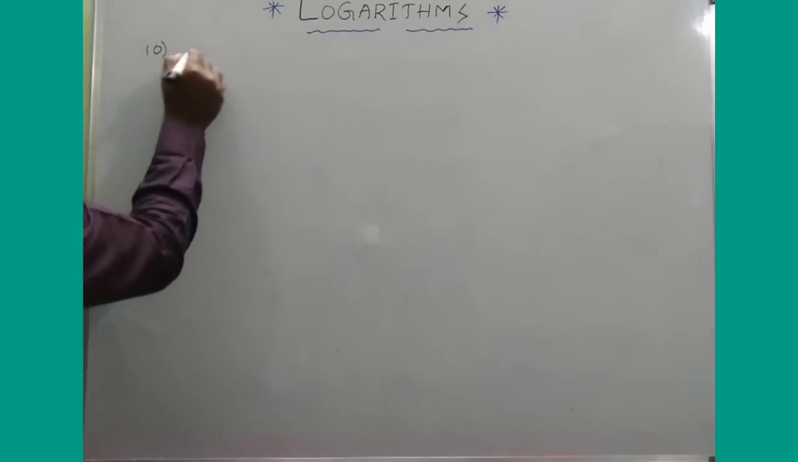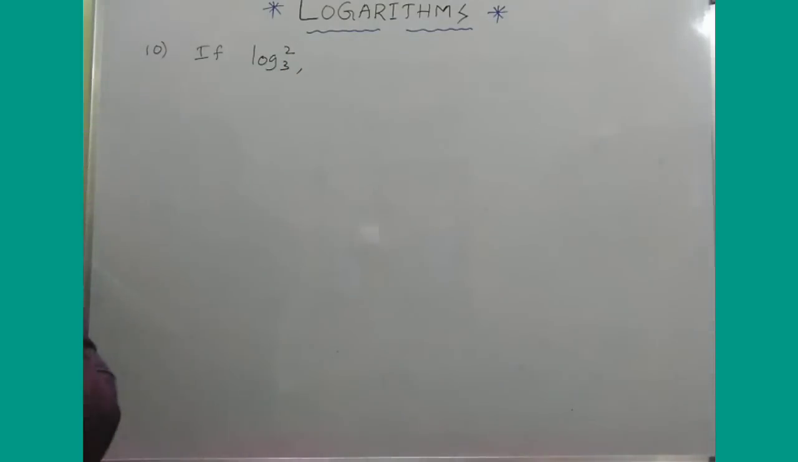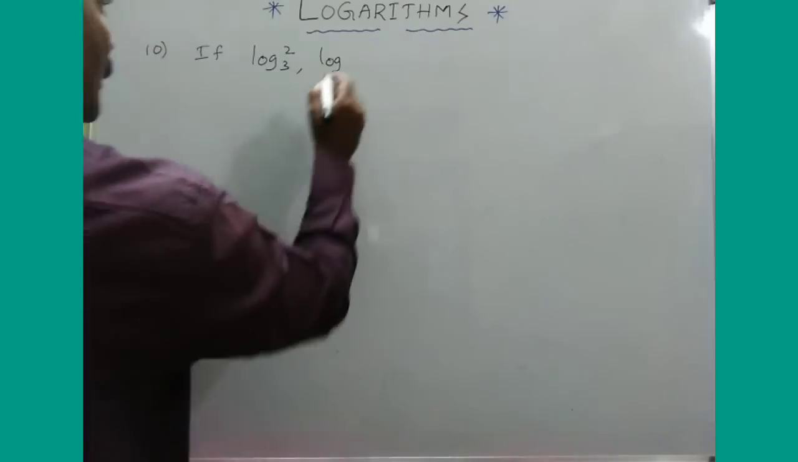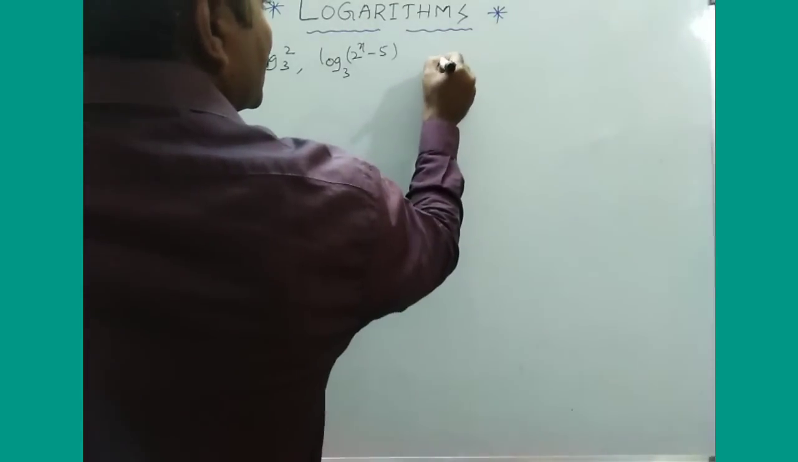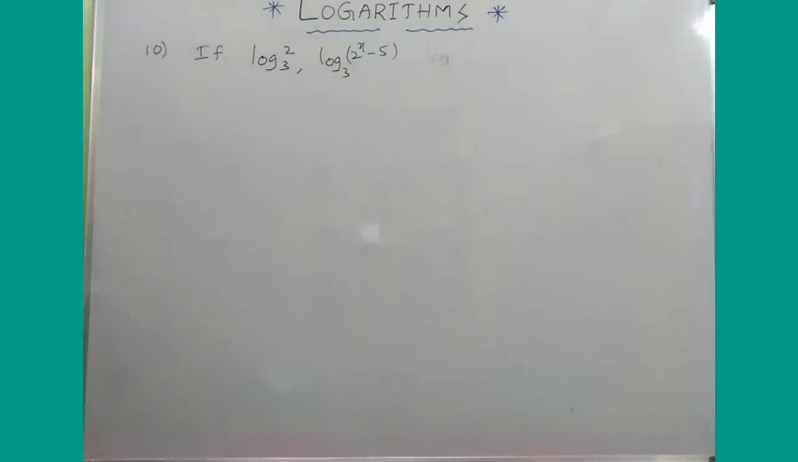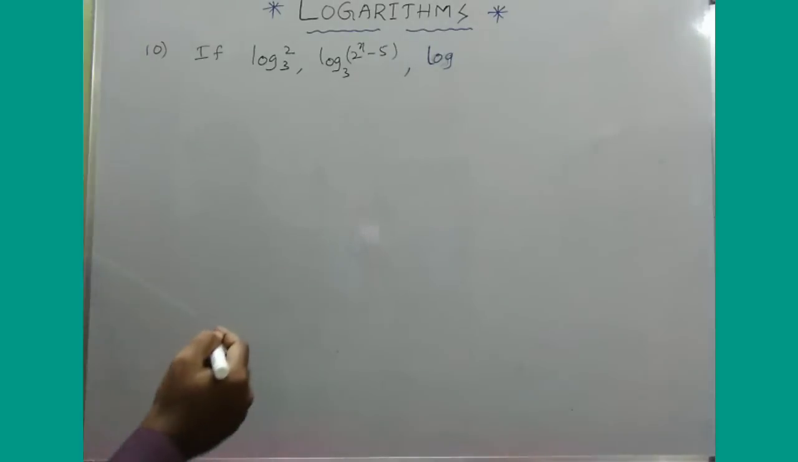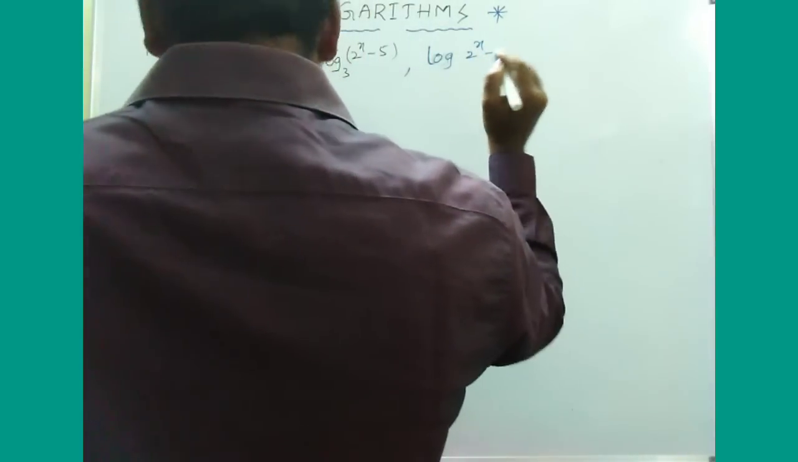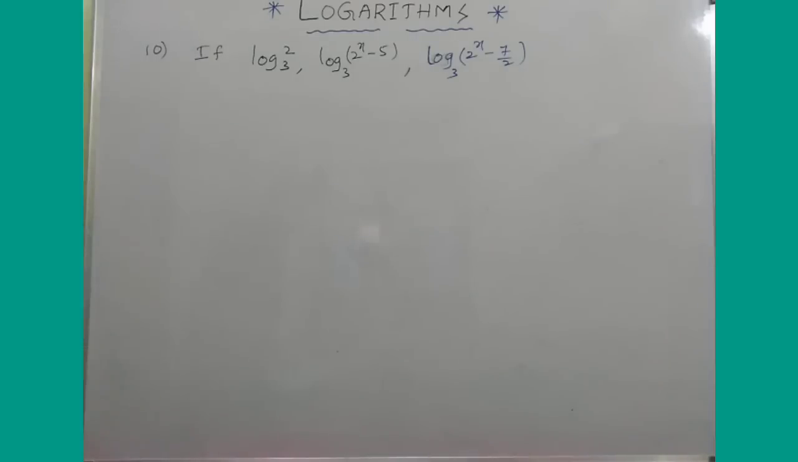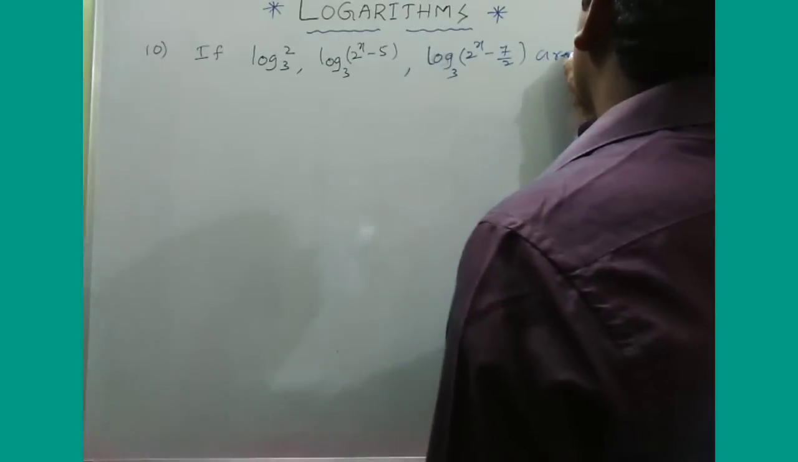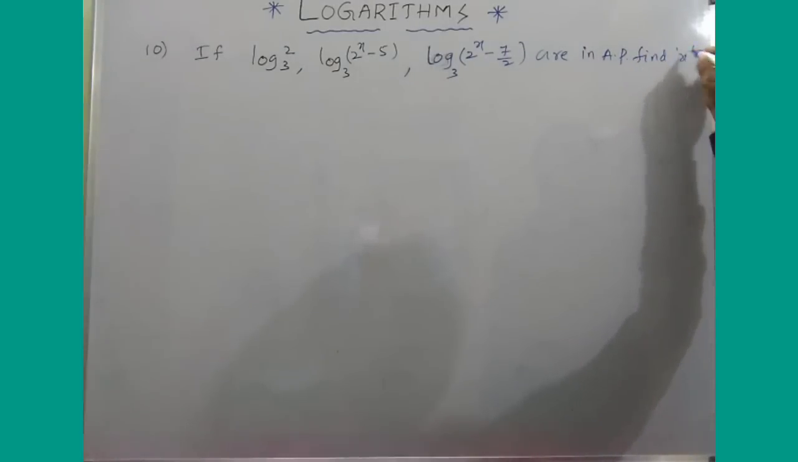Coming to question number 10. If log 2 to the base 3, comma, log of (2 to the power of x minus 5) to the base 3, comma, log of (2 to the power of x minus 7 by 2) to the base 3 are in AP, or in arithmetic progression, then find the value of x.